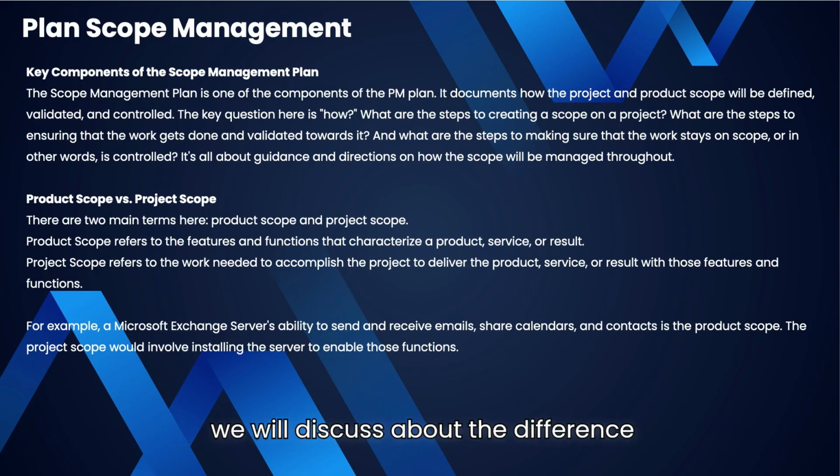Now we'll discuss the difference between product scope and project scope. There are two main terms here: product scope and project scope. Product scope refers to the features and functions that characterize a product, service or result. On the other hand, the project scope refers to the work needed to accomplish the project to deliver the product or service with those features and functions. For example, a Microsoft Exchange server's ability to send and receive email, share calendars and contacts is the product scope. The project scope would involve installing the server to enable those functions.